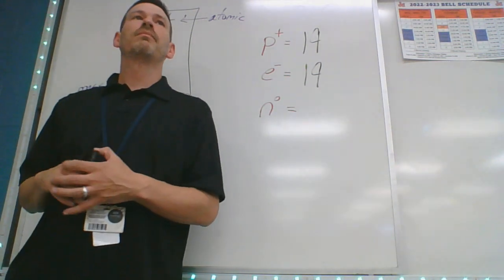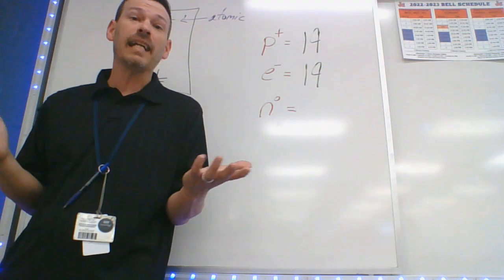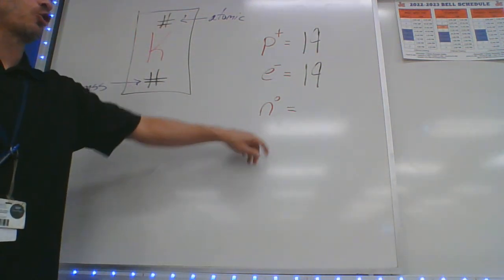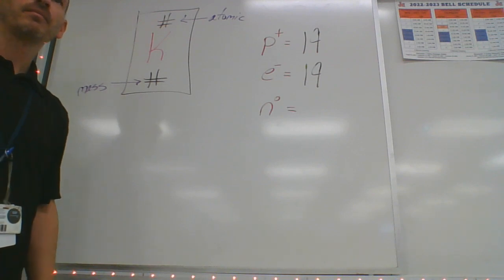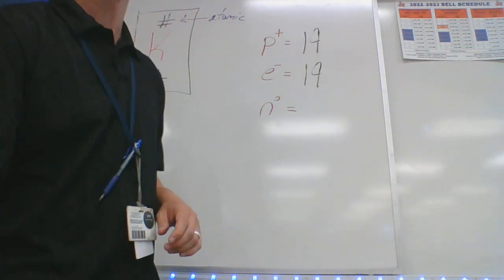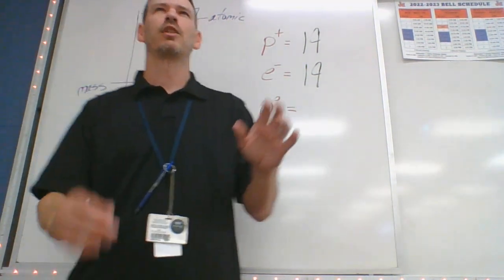The neutrons are the only ones you have to actually think about in this case, because the neutrons require an arithmetic. If you look at the rule, it says it's mass number minus atomic number, but let's talk about why that makes sense. Look here.